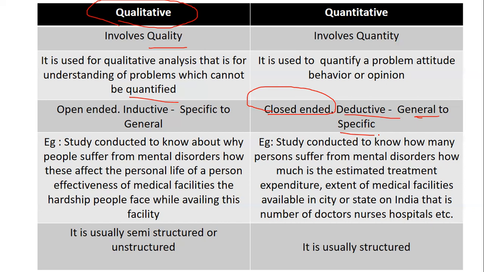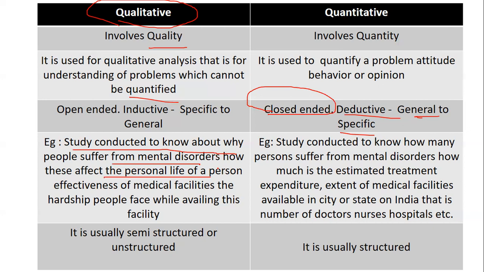When we talk about the qualitative approach, for example, studies are conducted to know about people suffering from mental disorders. This will help to understand how these disorders affect a person's life, and the hardship people face while availing a particular facility. So it talks about your actual experience in facing this particular issue, or this particular mental disorder.